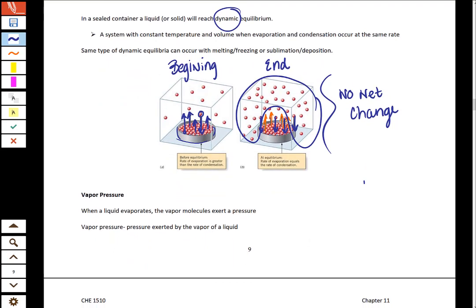And those gaseous molecules, they create a pressure, and that pressure is called vapor pressure, right? So here's the definition right here. When a liquid evaporates, the vapor molecules exert a pressure. And you know this, but you often forget it. And so let's talk about how you know this.